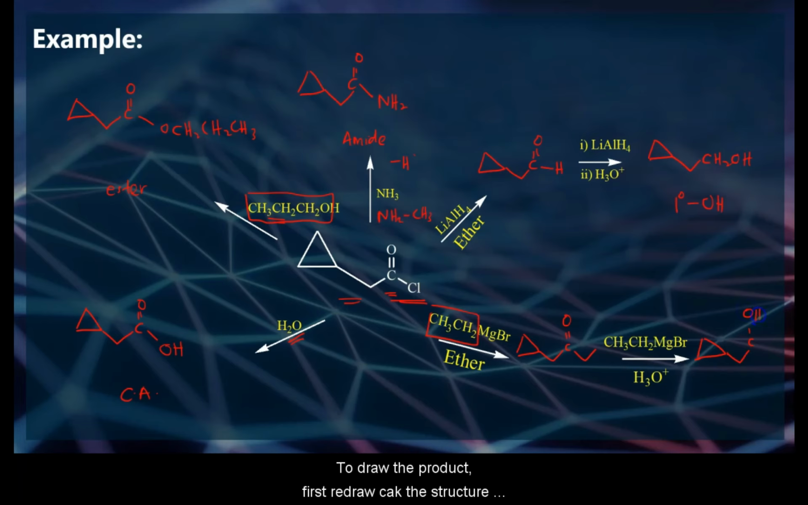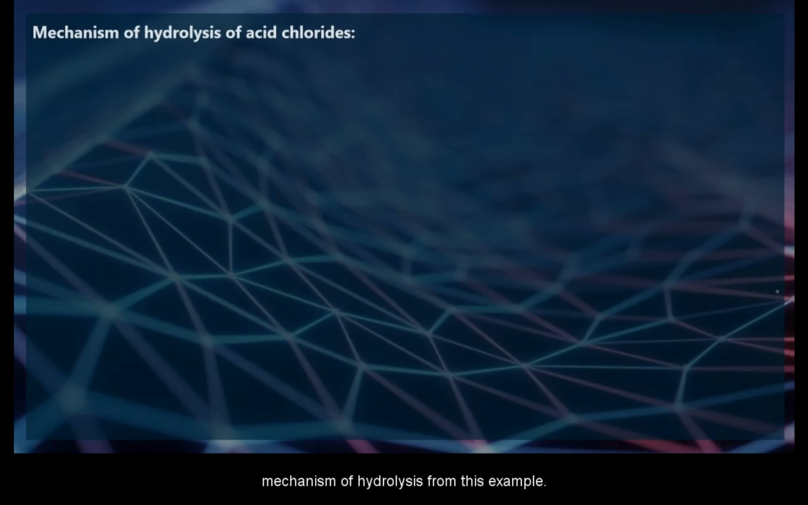To draw the product, first redraw the structure of ketone, except the part of C double bond O is changed with COH. Next, draw the alkyl group from Grignard reagent as it is attached at COH. Then, you will get the final product. Why don't you try to do the mechanism of hydrolysis from this example?